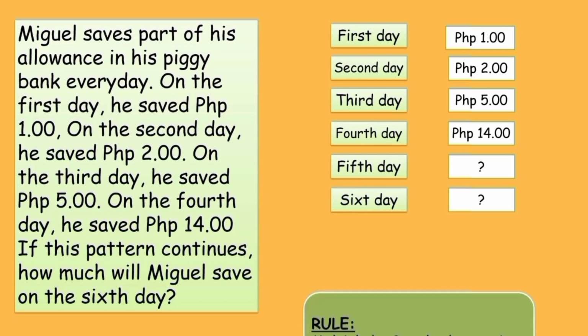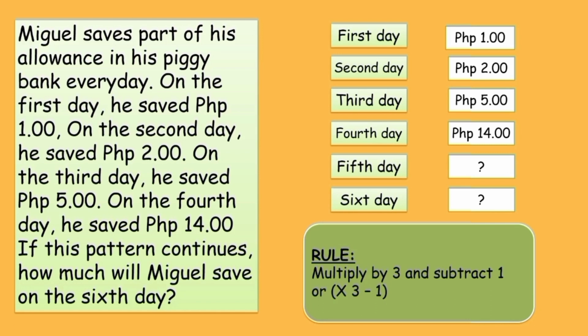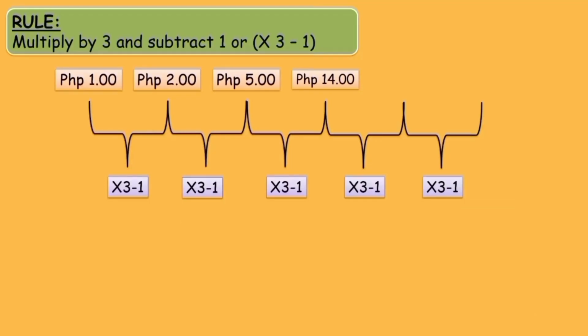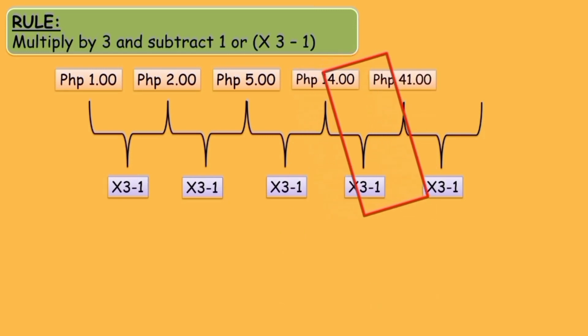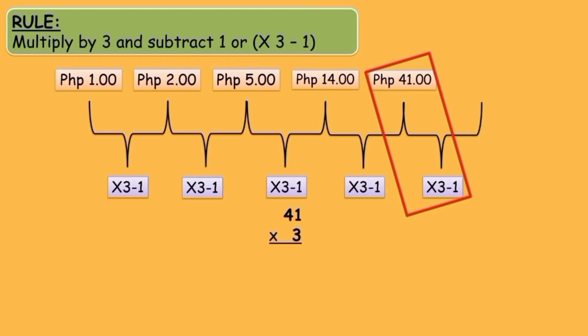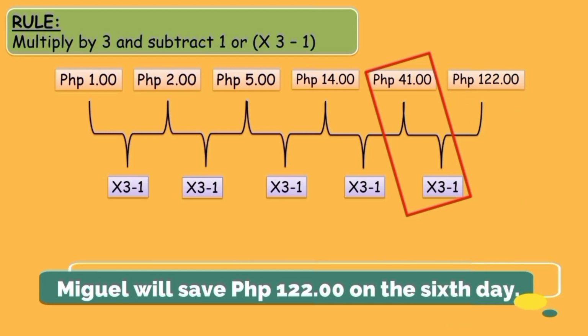Rule: multiply by 3 and subtract 1, or times 3 minus 1. Let us continue the pattern. Times 3 minus 1. 14 times 3 equals 42. 42 minus 1 equals 41. Next, 41 times 3 equals 123. Minus 1 equals 122. Miguel will save 122 pesos on the 6th day. Great job! We solved 3 different word problems by applying our knowledge and skills in sequencing.